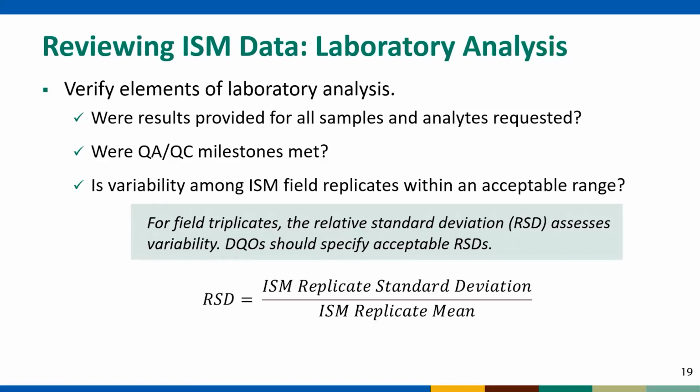Finally, if triplicate results are available, which would be one parent field sample and 2 field replicates, you can calculate the relative standard deviation to get an idea of the precision of the results. The RSD is calculated by dividing the standard deviation of the ISM replicates by the mean of the ISM replicates. We'll go over the interpretation of the RSDs later in this presentation.